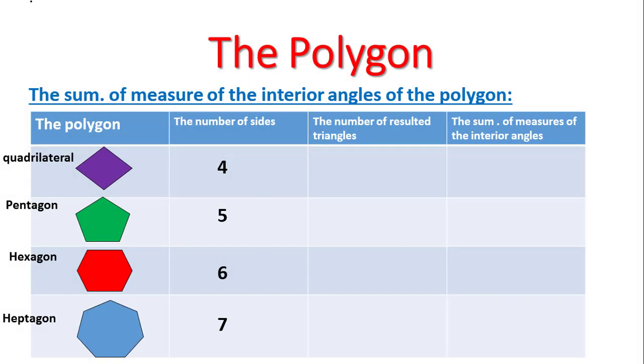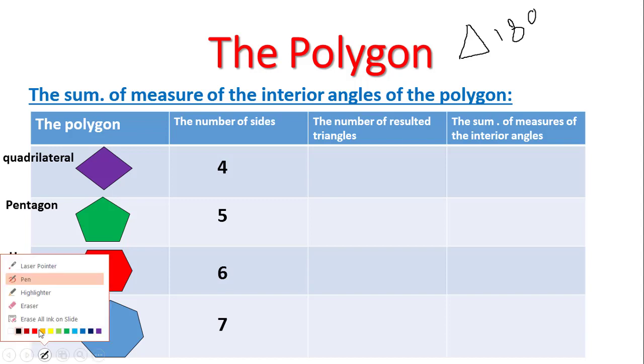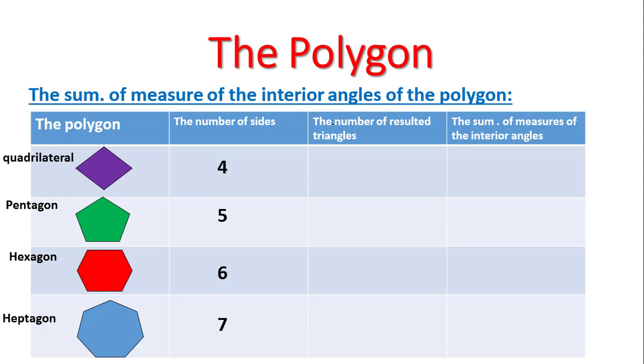I now want to know the summation of the measures of the interior angles of the polygon. We studied before that the summation of the measures of the interior angles of any triangle is 180 degrees. Okay, what about the other polygons here, a quadrilateral or pentagon or hexagon or heptagon? How can you find the summation of the measures of the interior angles?